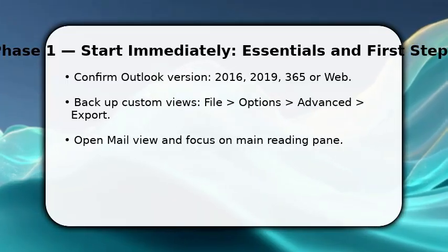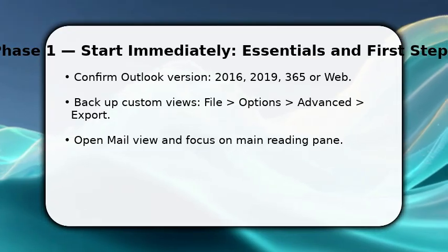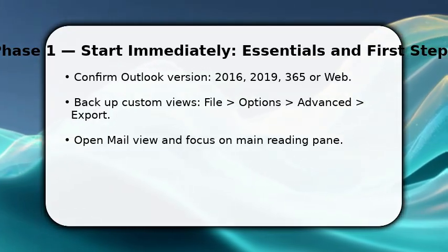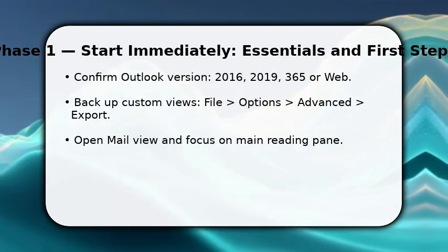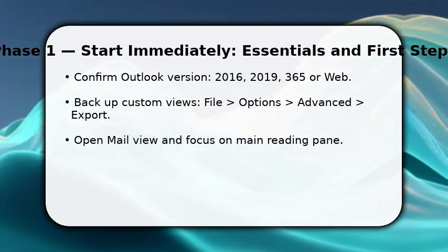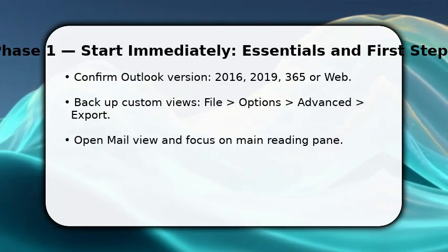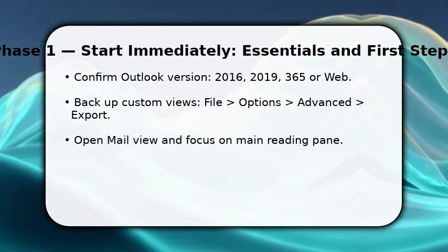You start by opening Outlook and confirming your version because options differ slightly. Next, export or note any custom views. This prevents accidental loss of layout tweaks. Once done, switch to Mail View and position yourself where you'll change panes.